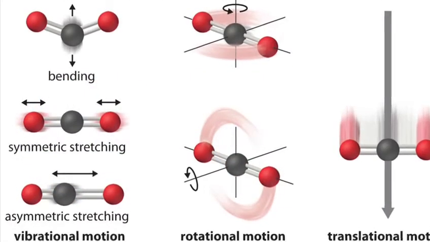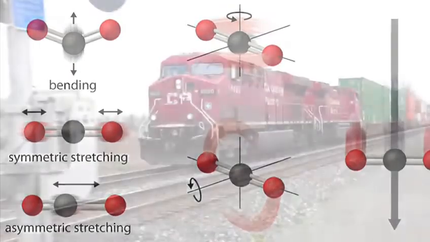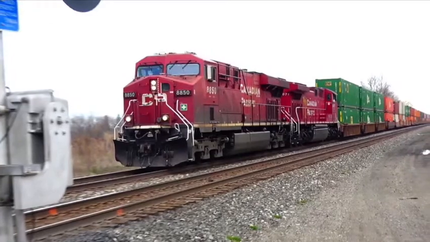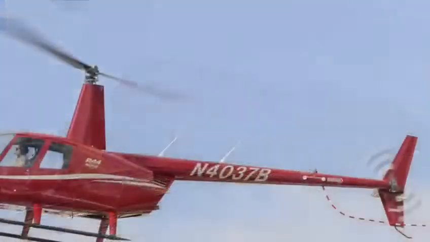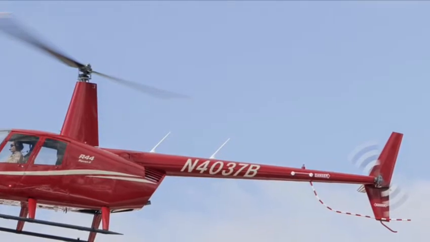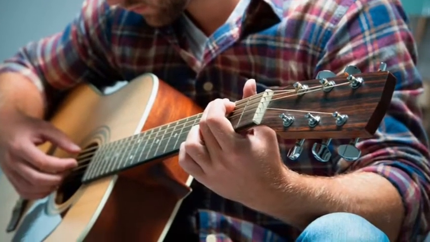There are three forms of energy: translational, rotational, and vibrational. An example of translational energy would be a train moving on the track, for rotational would be the rotary motion of a helicopter blade, and for vibrational would be the act of plucking a guitar string.